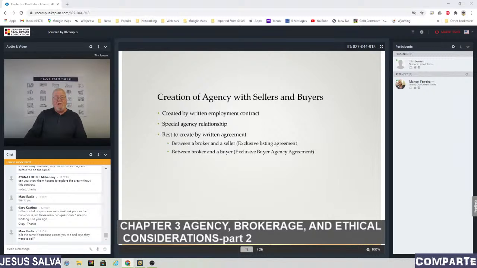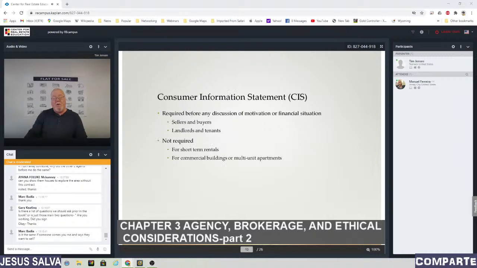So creating these agency agreements with a written agreement creates a special agency relationship. Remember I said that you're going to be hired to do one thing, help me buy a house. That's a special agency agreement to do one thing and one thing only. So this written agreement would be an exclusive listing agreement for a seller and an exclusive buyer agency for a buyer.